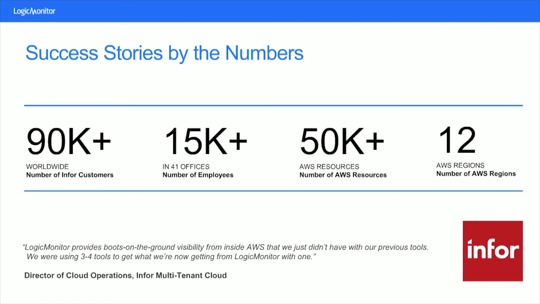So Infor's deployment runs more than 14,000 EC2 instances, as well as ECS, Elasticsearch, Autoscaling, Lambda, and many more. As you can imagine, maintaining visibility into the 50,000 AWS resources supporting their application solutions is not a trivial task. To learn full details on how Infor was able to successfully use LogicMonitor to support their AWS deployment, I encourage you all to check out the case study in the BrightTALK attachment of this webinar page.